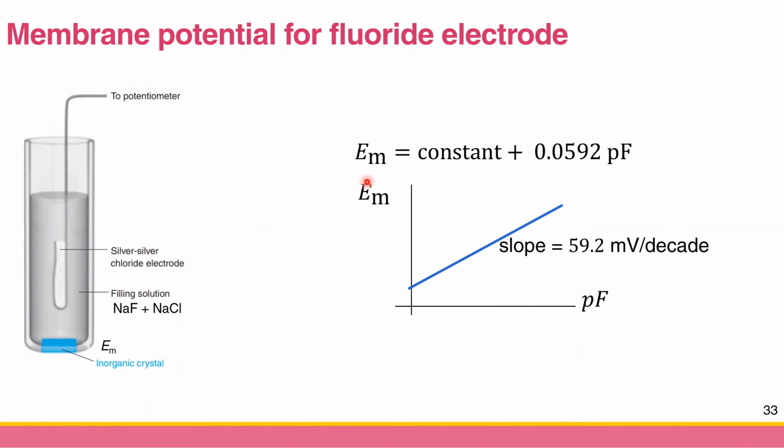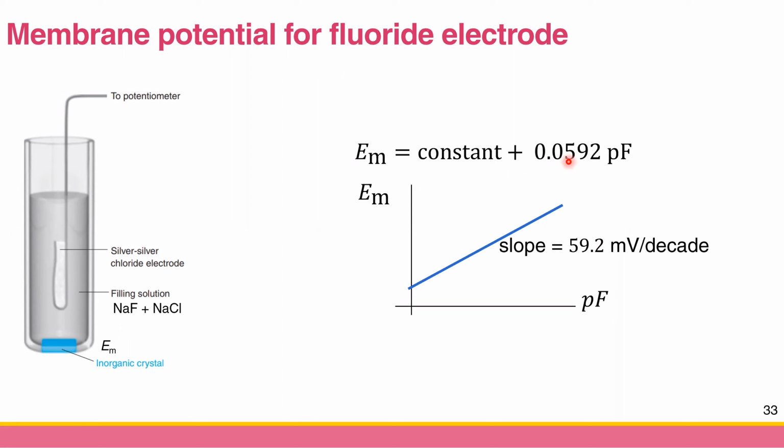You can derive here, and you're going to get something like membrane potential equals some constant plus RT over ZF times pF, but this is the form at 25 degrees Celsius, so you get 0.0592 pF. pF is minus the base 10 logarithm of the fluoride concentration. So if you plot the calibration curve theoretically, membrane potential against pF, you get a positive slope of 59.2 millivolts per decade.